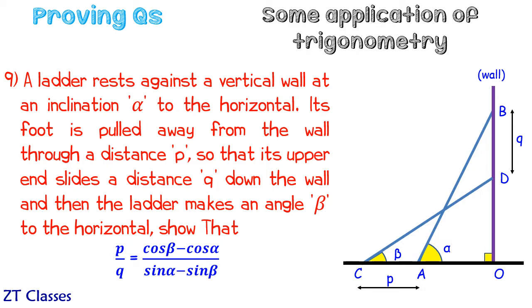Now the ladder makes an angle beta to the horizontal. You have to show the ratio of P by Q, that the ratio of P by Q is cos beta minus cos alpha upon sin alpha minus sin beta. Let's see the solution.